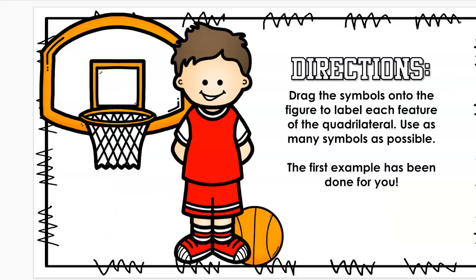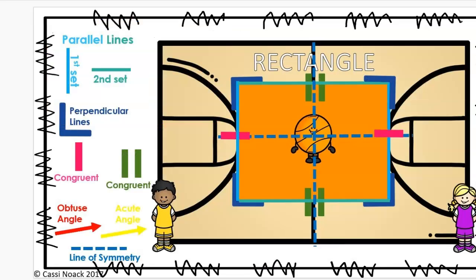In this activity, you're going to have several slides with a quadrilateral on them, and you are going to be dragging a label to label each of the properties of the quadrilateral. You want to use as many of these as possible on each quadrilateral. The first slide, slide 9, is done for you. On the left-hand side, you have your glossary with all the different symbols that you're going to use on the quadrilateral in the basketball court.